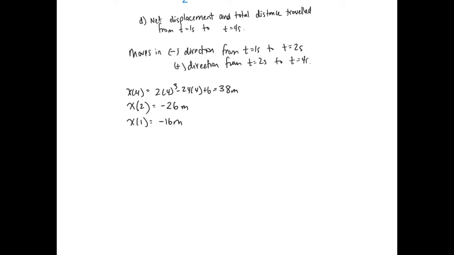So for the total distance traveled, we'll do minus 26 minus negative 16, absolute value. So that's the distance traveled in that negative direction, plus 38 minus negative 26, absolute value. This is equal to 10 plus 64, which equals 74 meters total distance traveled.